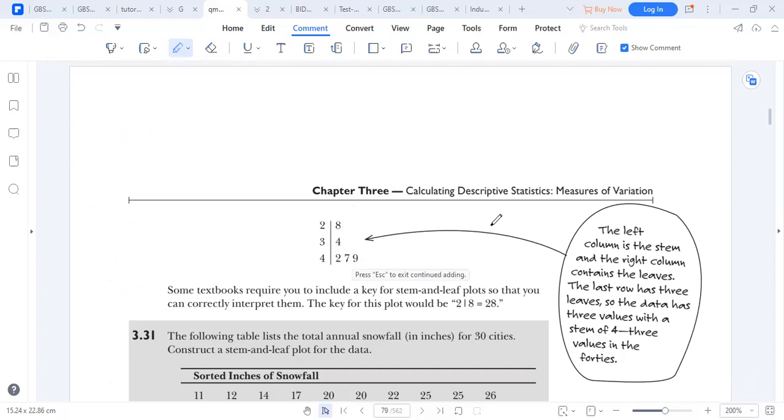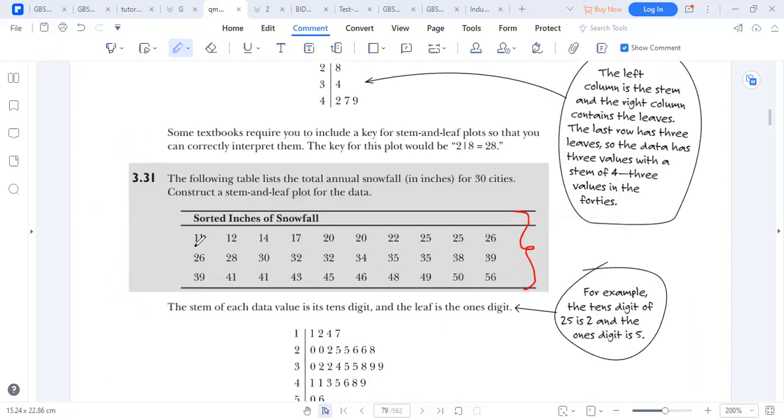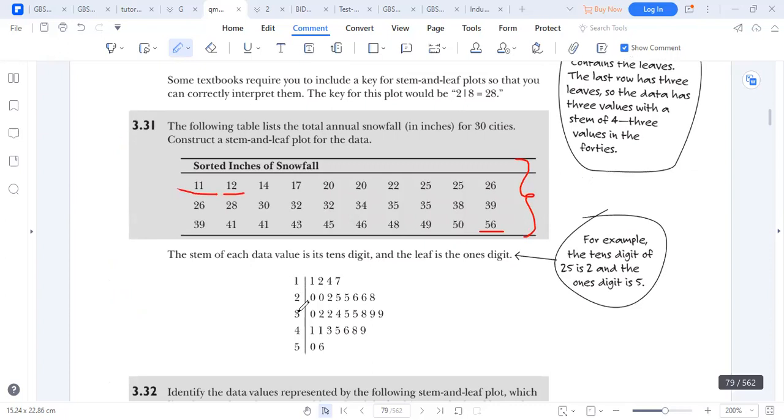So if you're given a data set like this one here, 11, 12, up until 56. So we have 10s, 20s, 30s, 40s, and 50s. So here 11 is 1, 1; 12 is 1, 2; 14 is 1, 4; 17 is 1, 7. Then we go now to the 20s. 20 is 2, 0. All right, another 20 is 2, 0. And we have 22, 2, 2. And it goes on until we go to 50 and 56.